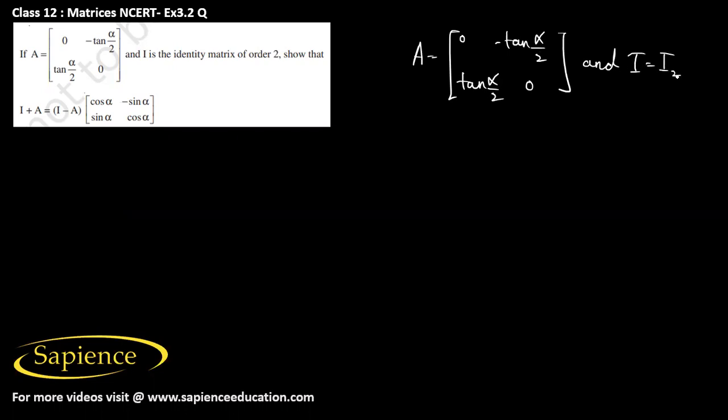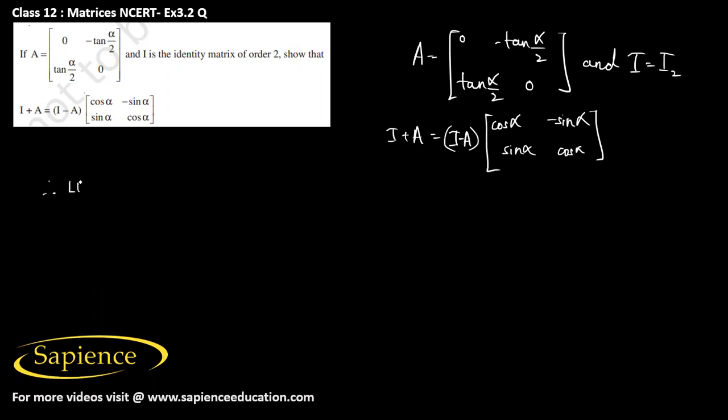Okay, so here it has been told that if the matrix A is [0, minus tan alpha by 2; tan alpha by 2, 0], and I is the identity matrix of order 2, that is I2, then we have to show that I plus A equals I minus A into [cos alpha, minus sin alpha; sin alpha, cos alpha].